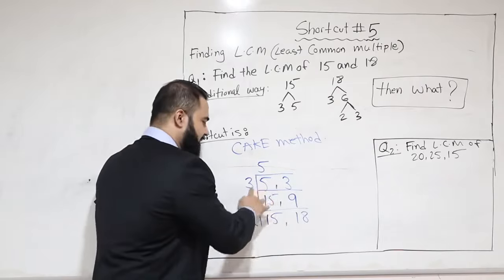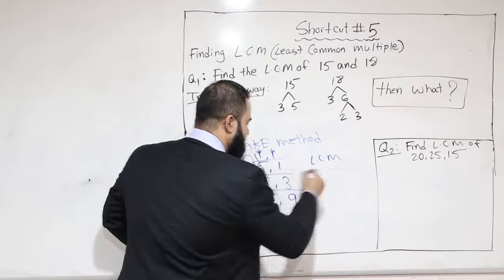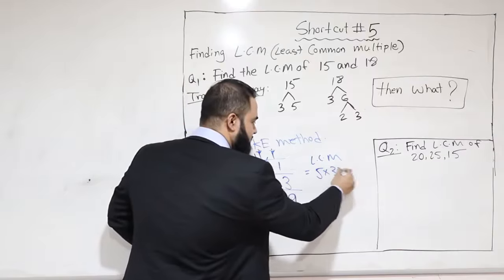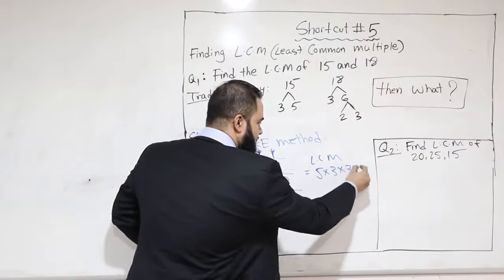So your LCM is equal to 5 times 3 times 3, and the last one is 2. So 5 times 3 is 15, 15 times 3 is 45, times 2 is 90. So that's your LCM. So let's do another one. Find the LCM of 20, 25, and 15.